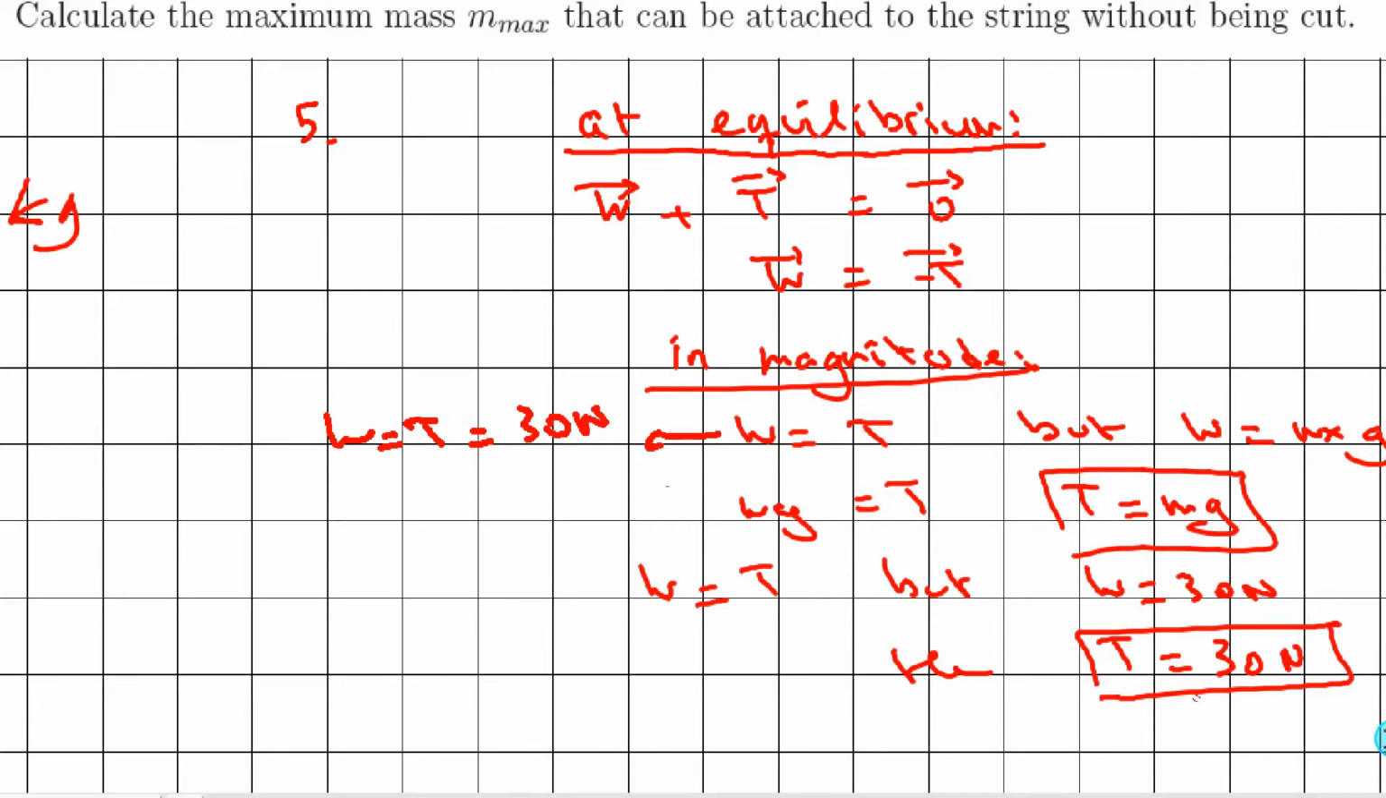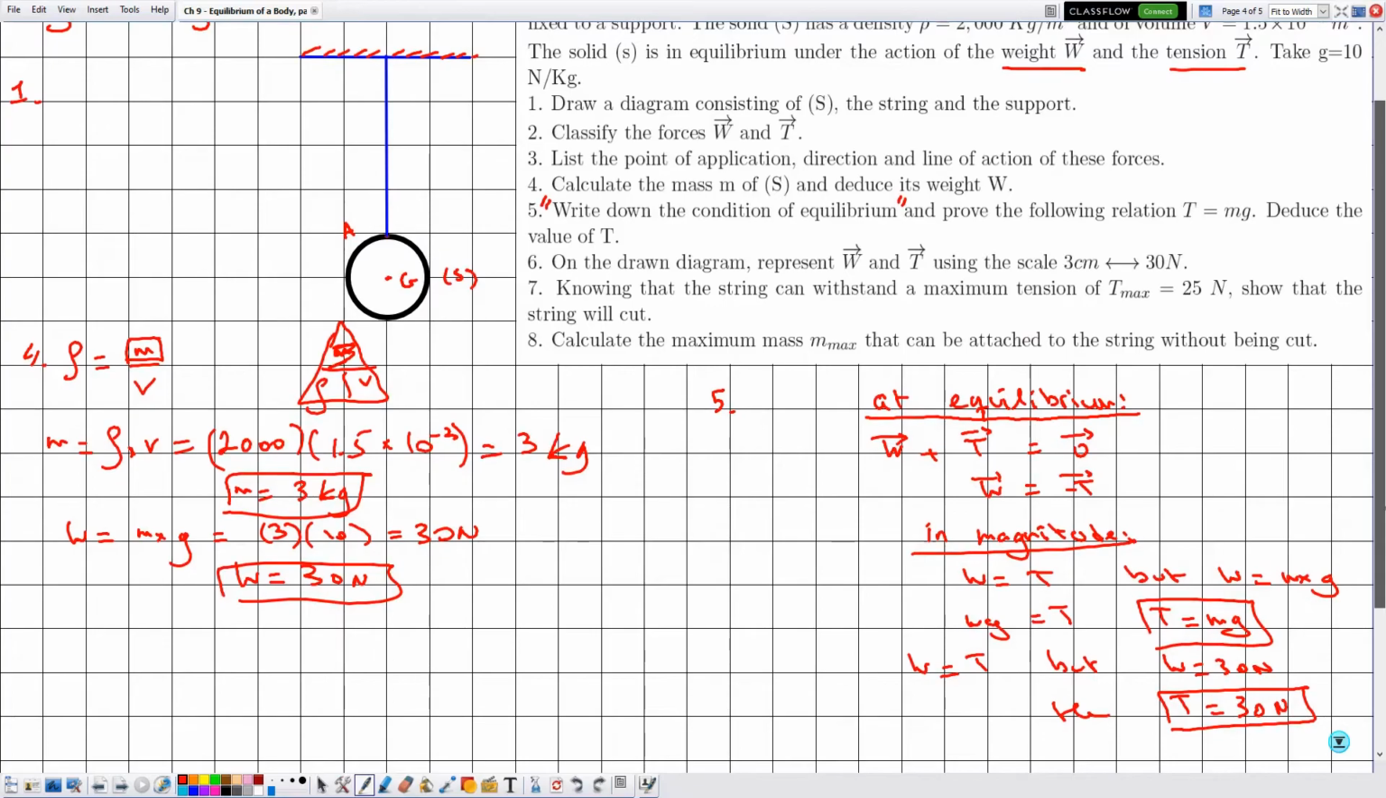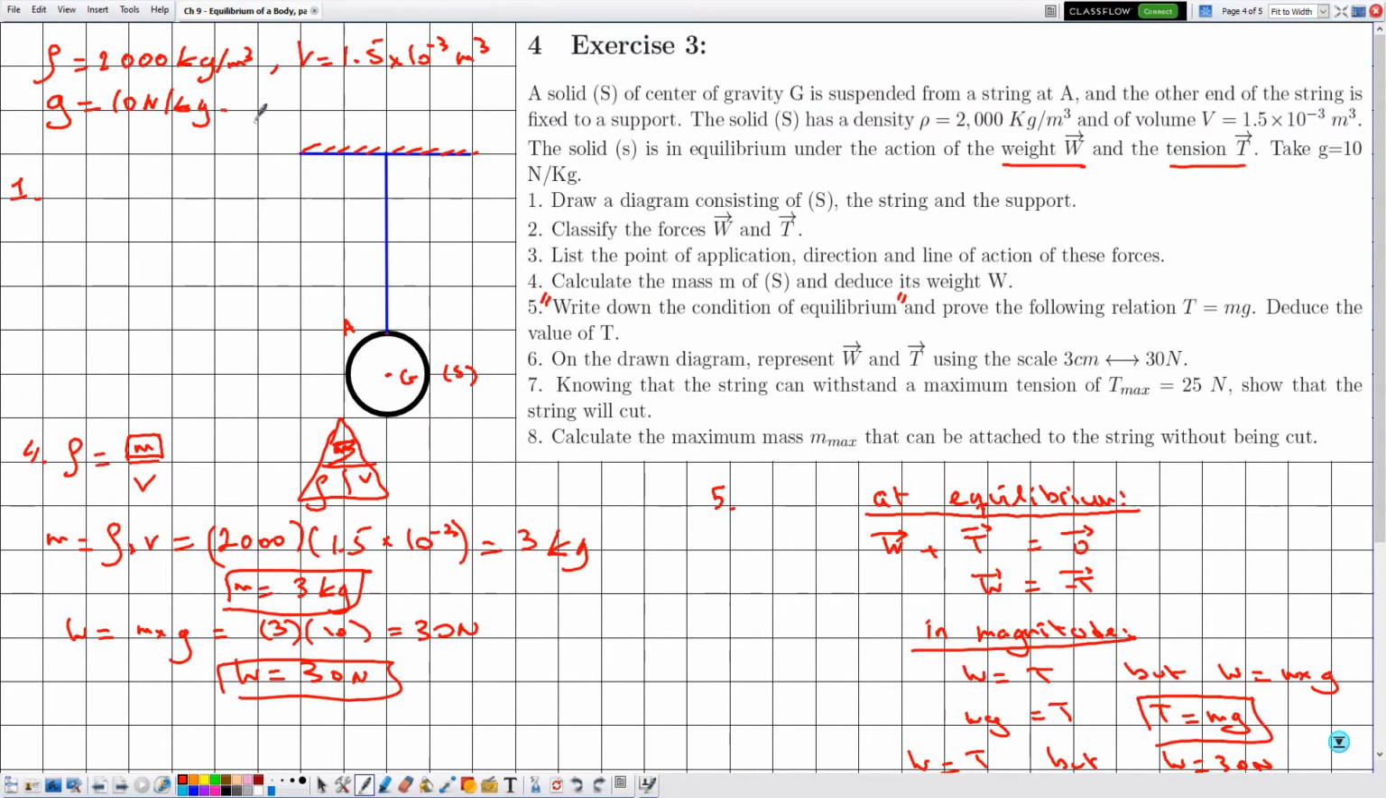But I have written this relation again on a new line. Then let me write here above that the tension is equal to 30 newtons, as well as the weight, which is given by 30 newtons, and the formula of the tension is given by M multiplied by G.